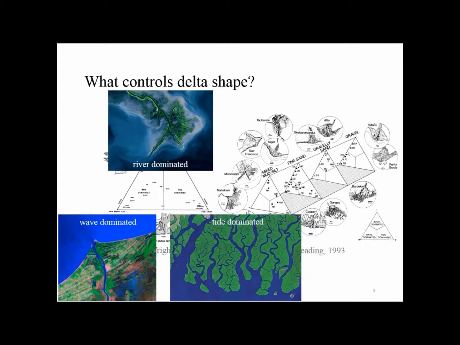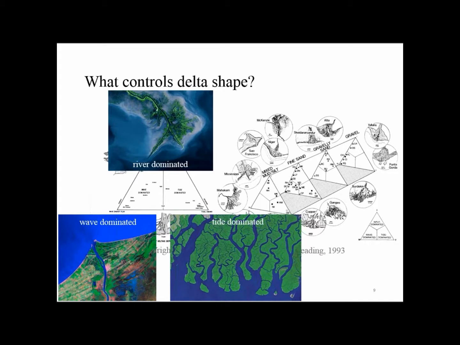He said that if deltas are dominated by waves, they'll attain this very smooth coastline shape here. On the other hand, if deltas are dominated by tides, you get these alluvial channels carved out by tidal motion. And if both those things are not really important for the delta, then the river itself will dominate its morphology.